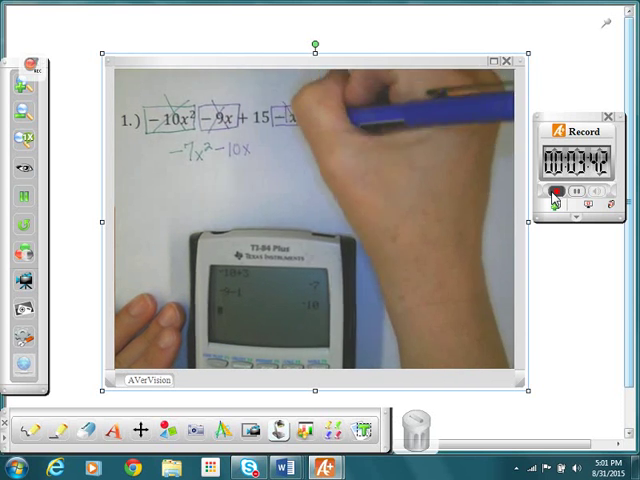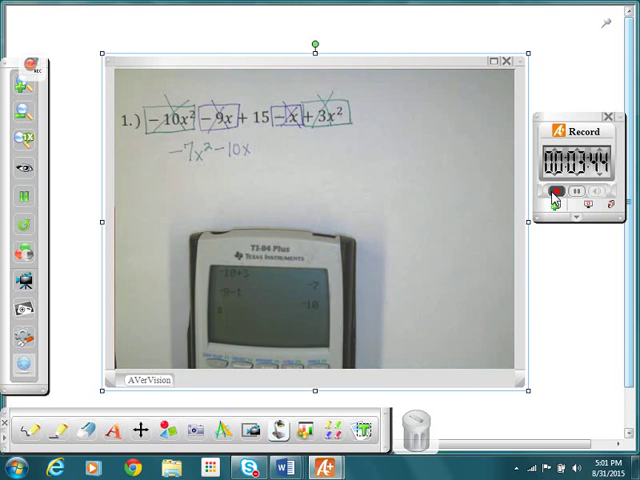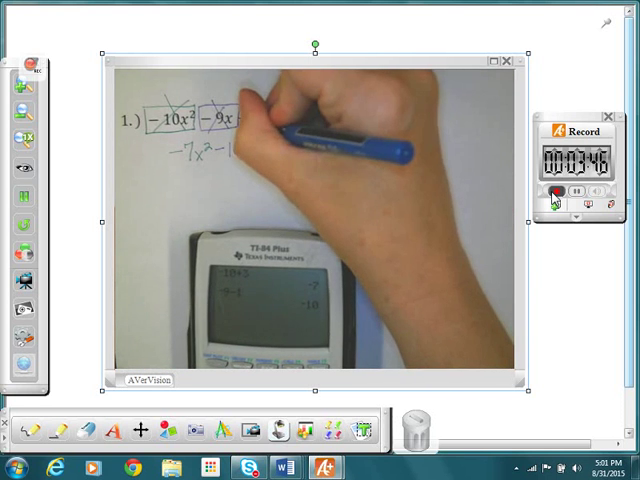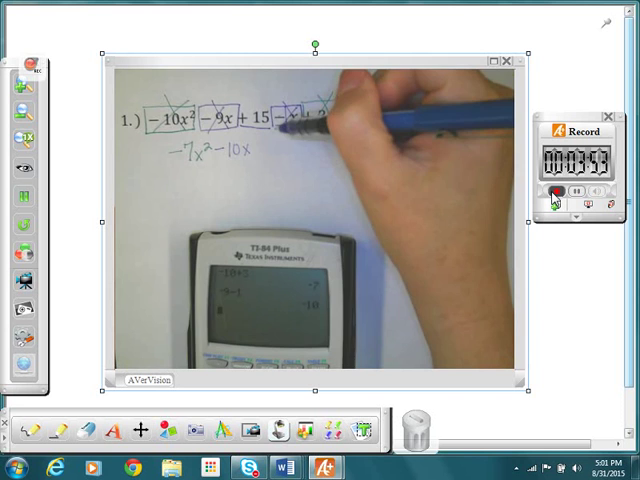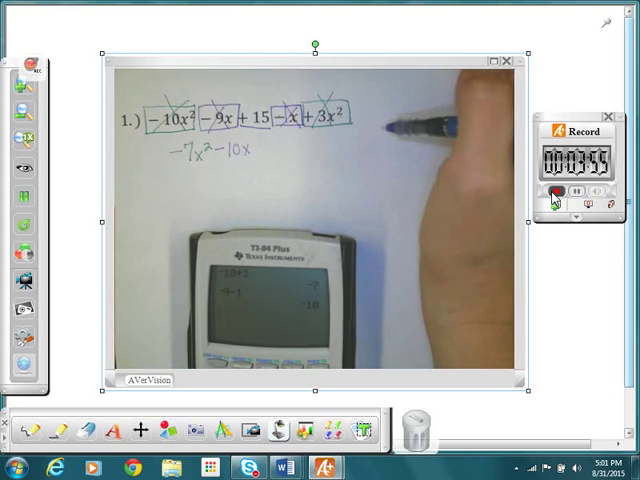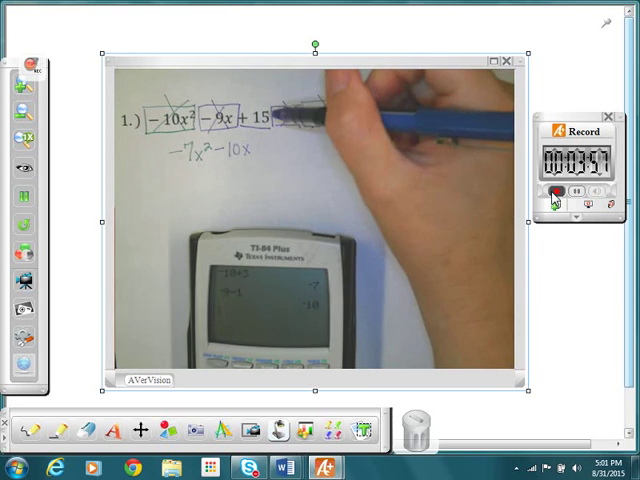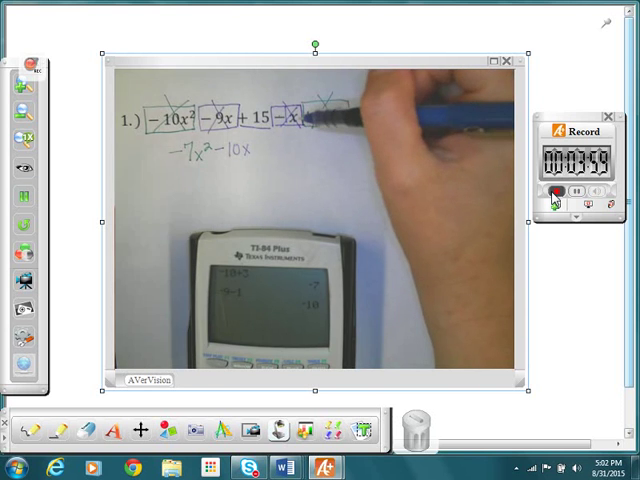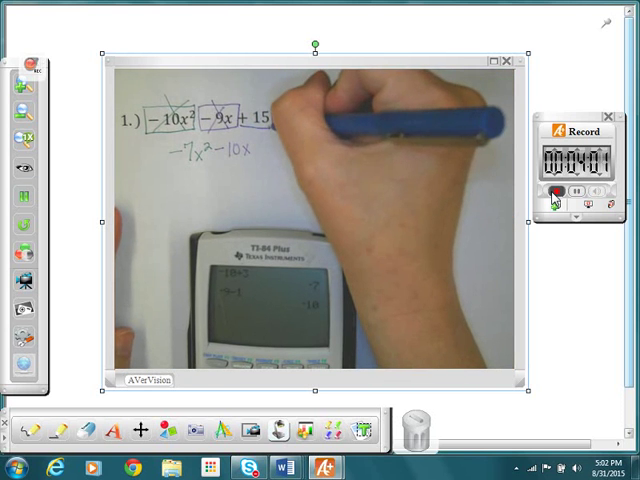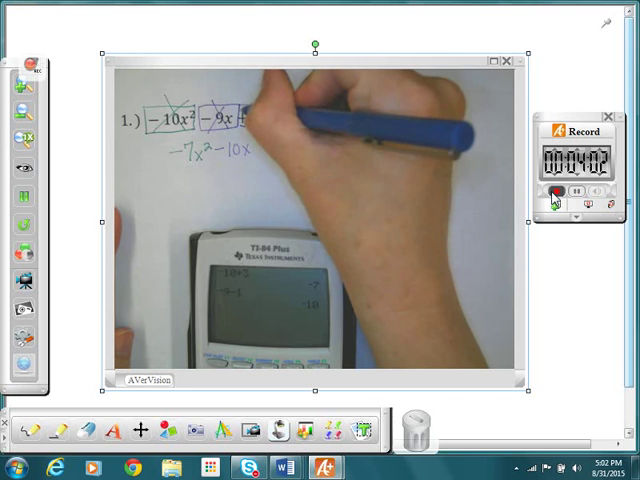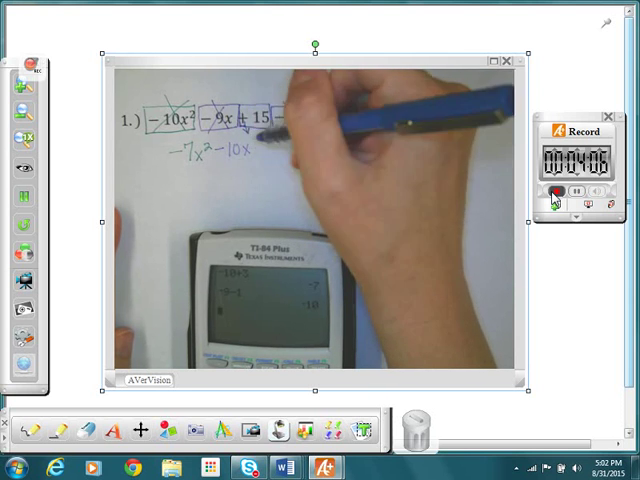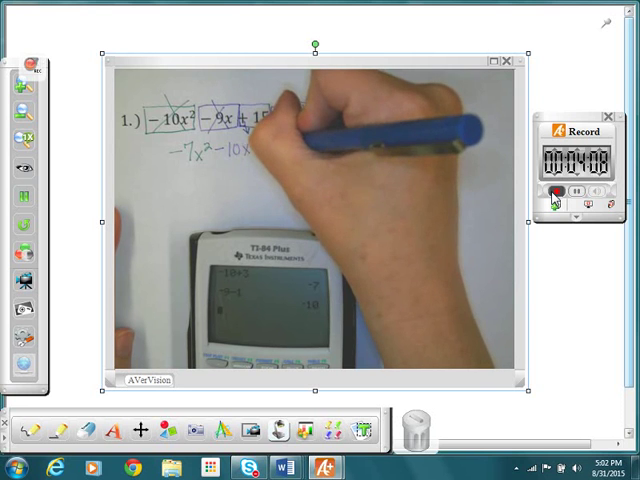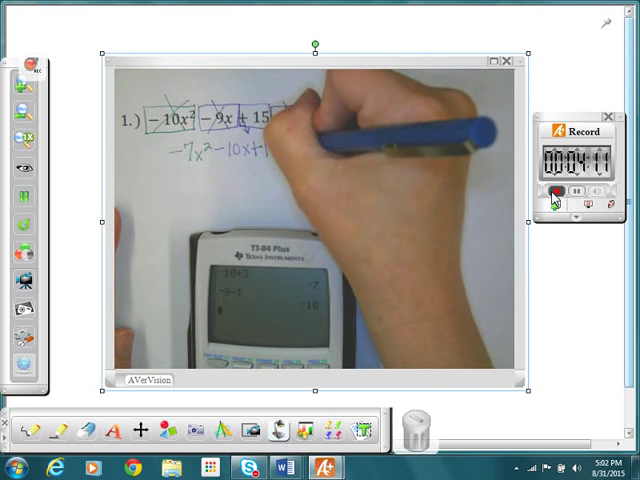Which leaves our last term, which is plus 15. There are no more terms. For there to be a like term with plus 15, you just have to have a number without a variable. And this could be a decimal or a fraction, either one. So this plus 15, there are no like terms with it. So all you do is you bring down the plus sign because the 15 is positive, and you bring down the 15. And there are no other like terms, so this is your final answer.